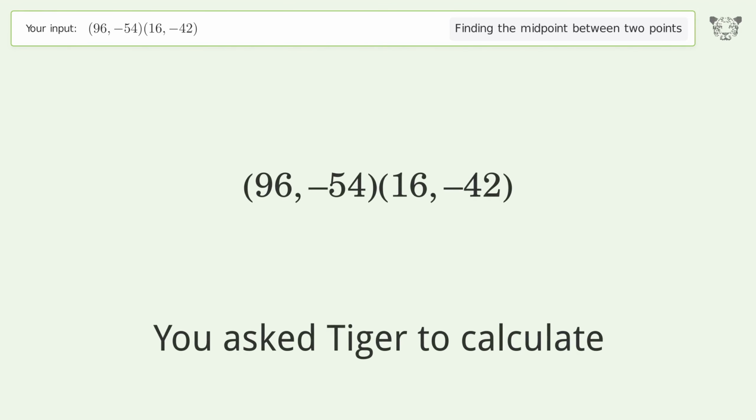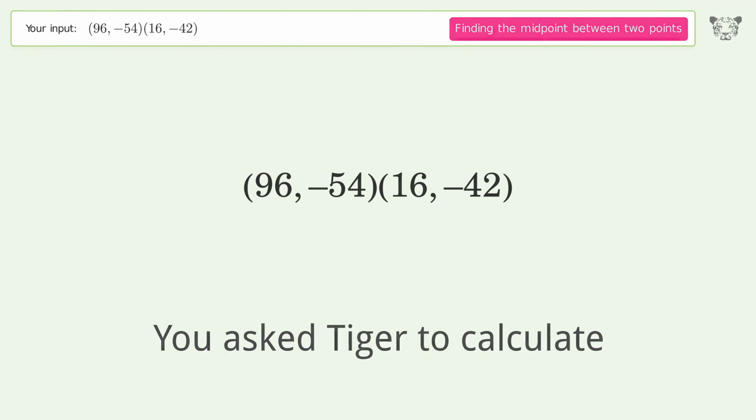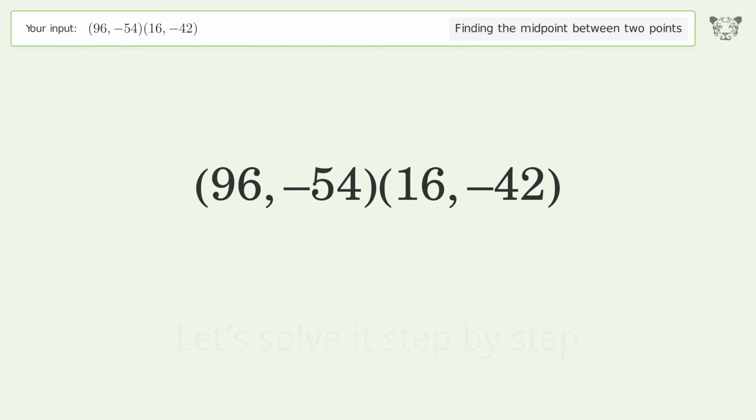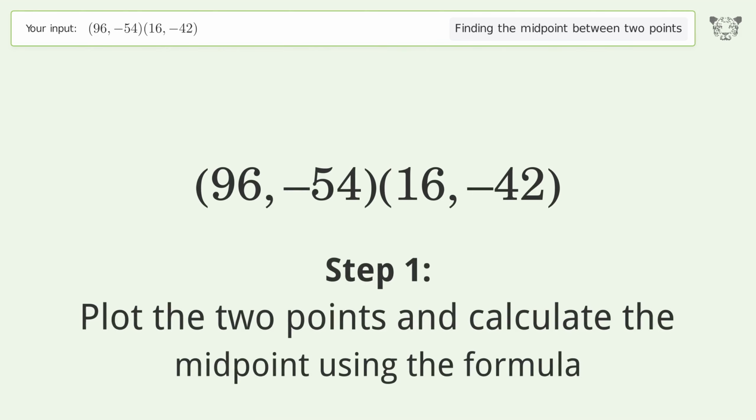You ask Tiger to calculate. This deals with finding the midpoint between 2 points. The midpoint between the 2 points is 56, negative 48. Let's solve it step by step. Plot the 2 points and calculate the midpoint using the formula.